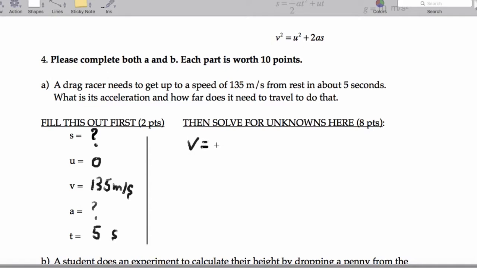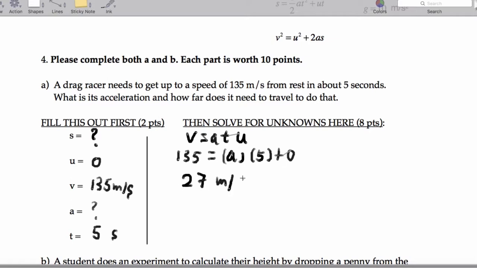Let's go ahead and get the acceleration first. Let's try to use v equals at plus u. So we have 135 equals a times 5 plus 0. And so we're going to end up getting 27 meters per second squared as our acceleration.